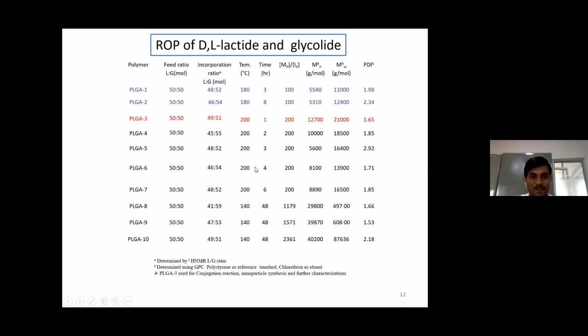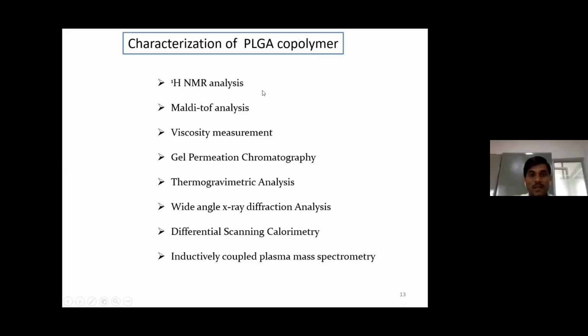This is the feed ratio, but actual incorporation of this lactide and glycolide monomer in this polymer is calculated using H1 NMR. These are other characterizations: H1 NMR for confirmation of the formation of polymer, MALDI-TOF for the end group analysis, viscosity to measure the viscosity, GPC to measure Mw, Mn, and polydispersity of this polymer, thermogravimetric analysis to check the thermal degradation behavior and stability of this polymer at high temperature, wide angle X-ray diffraction and DSC to check the nature of this polymer, whether it is amorphous or crystalline, and inductively coupled plasma mass spectroscopy in order to measure the concentration of zinc present in this polymer.